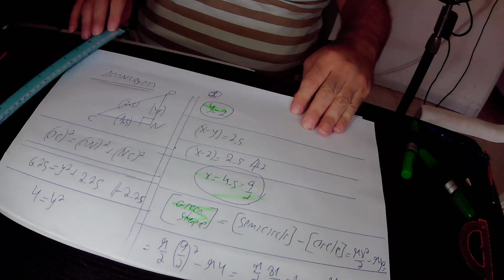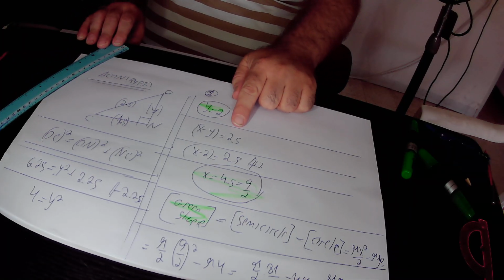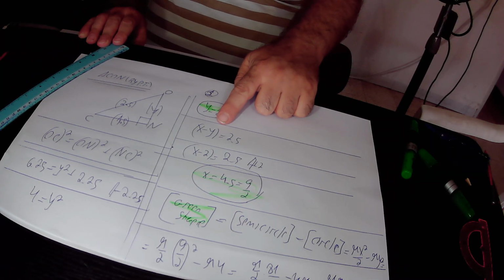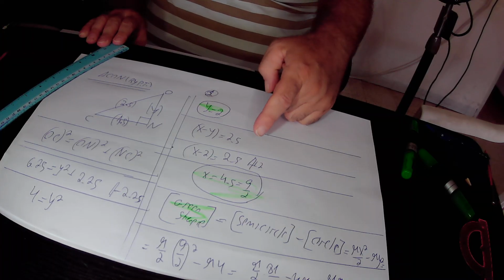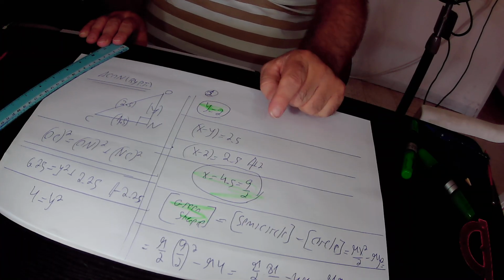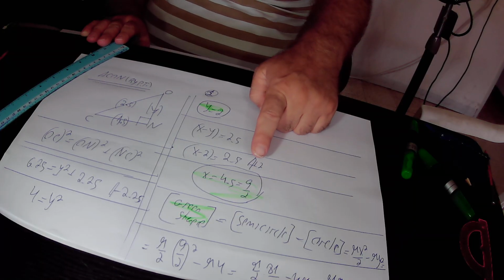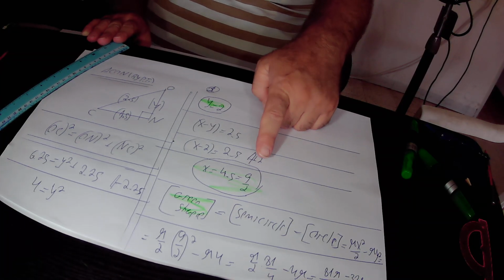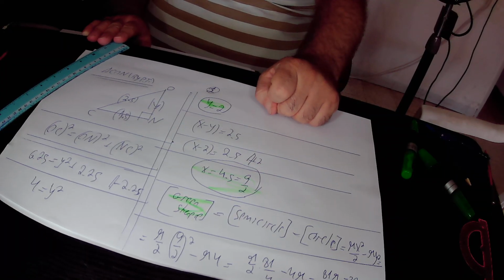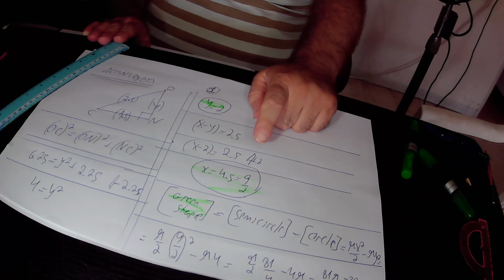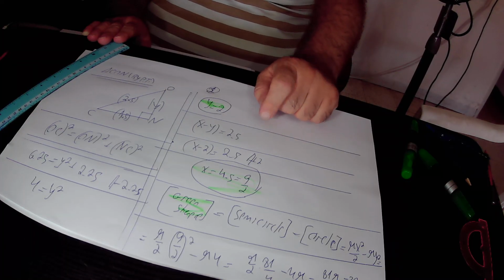We already found out that x minus y equals 2.5, but y is 2, therefore x minus 2 equals 2.5. Here we add 2 to the equation, and we find that x equals 2 plus 2.5, that is 4.5. 4.5 is 9 over 2. So the radius of the semicircle equals either 9 over 2 or 4.5 units in its length.